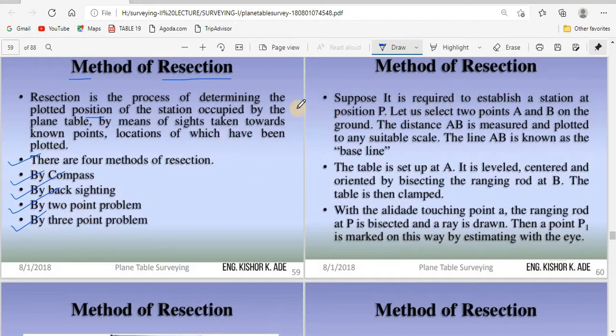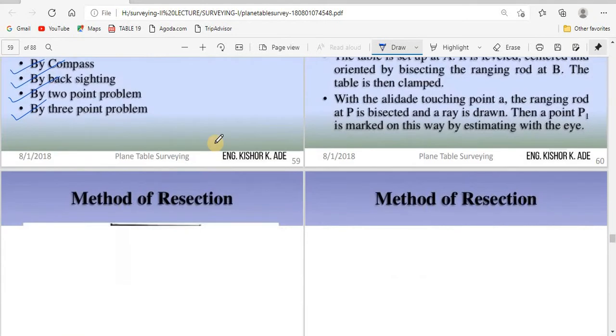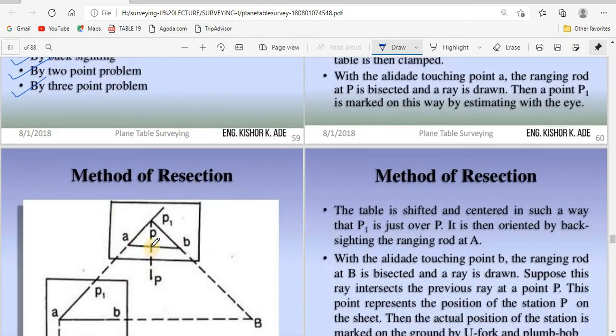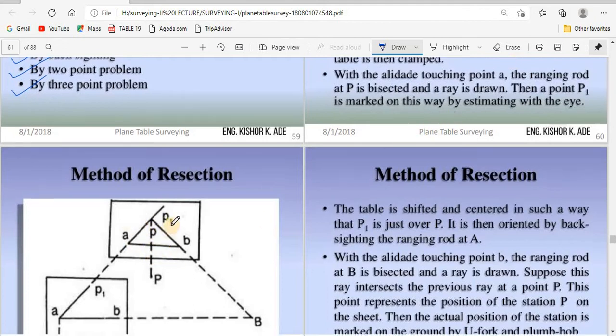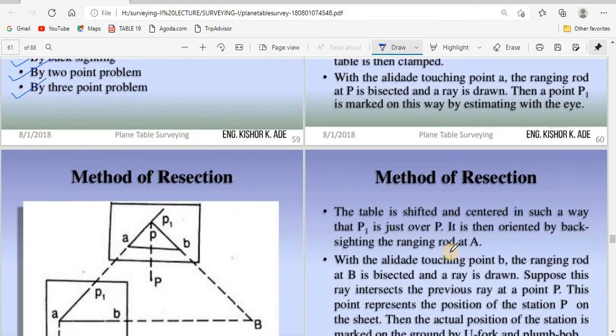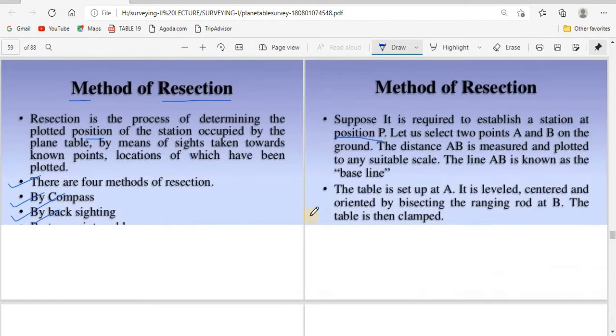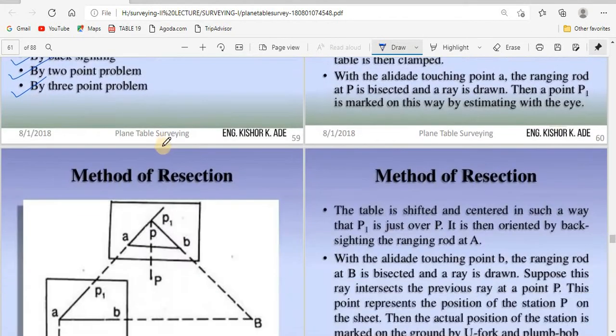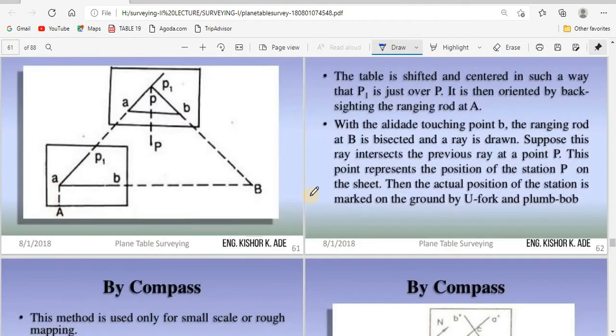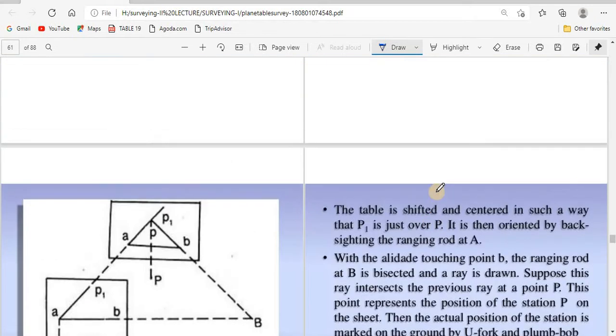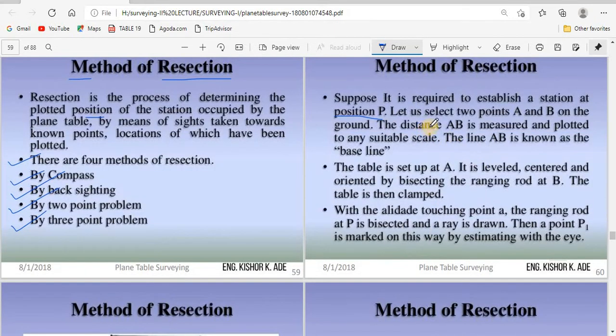The method of resection. Suppose it is required to establish a station at position P. So you can see that we need to establish a station at P. Okay, so what you have to perform, we will see in this diagram. Okay, let us select 2 points A and B on the ground. So you can see that we have selected 2 points on the ground. One is your point A, one is your point B, which are both on the ground. Okay, the distance AB is measured and then plotted to a suitable scale. The line AB is known as the baseline.